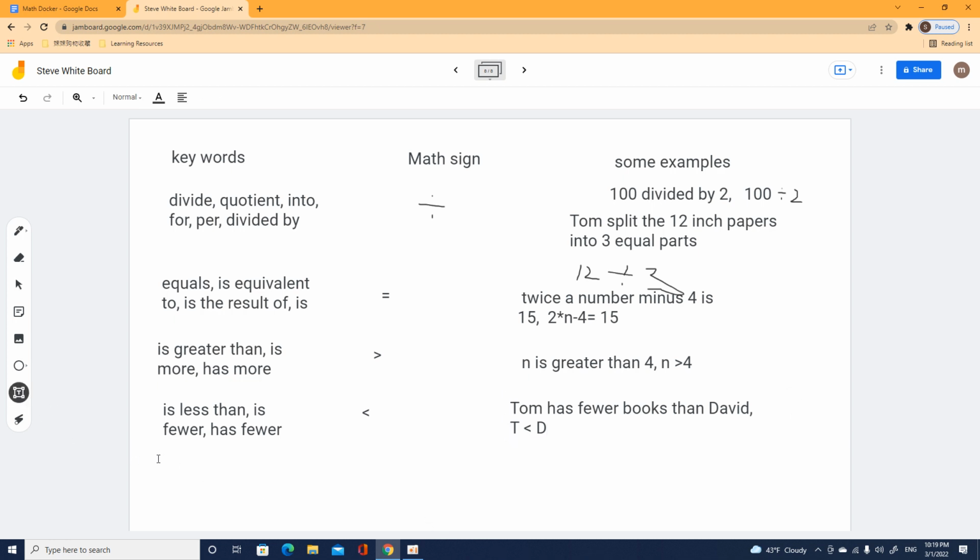Similarly, when you see the keywords such as is less than or equal to, at least, has at least. When you see those kind of keywords, you should think about the smaller or equal sign.